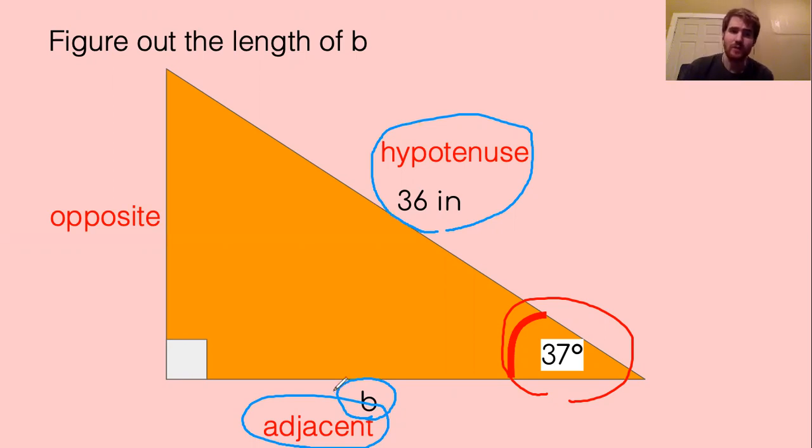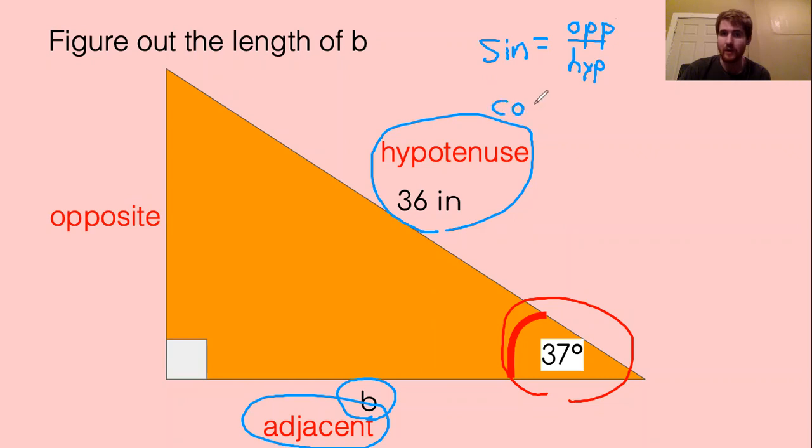Now we have to ask ourselves, all right, which trigonometric ratio do we need to use? And this is where you'd pull up a list and look at sine, cosine, and tangent, which one has the adjacent and the hypotenuse. So if you remember, sine is equal to the opposite side over the hypotenuse. This is not what we're going to choose because we don't care about the opposite side. We care about the adjacent side and the hypotenuse.